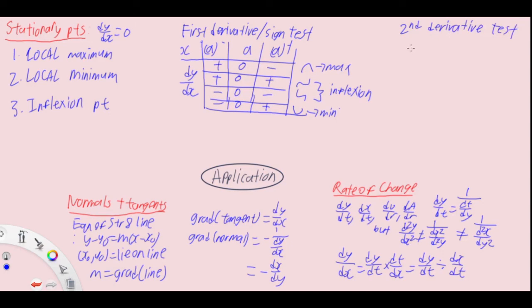Alternatively, you can use the second derivative test, where you calculate d2y/dx2 and plug in the x value. If it's less than 0, it's a maximum. More than 0 is a minimum. If it's equal to 0, well, you don't know.